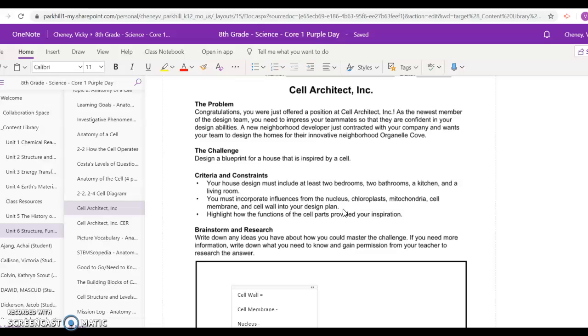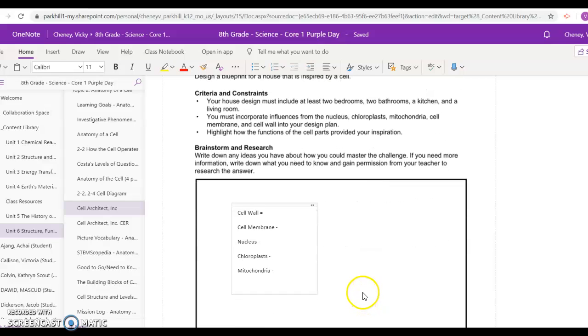Since it has chloroplast and it also has a cell wall, that means that your analogy is going to be of a plant cell. On the brainstorm section right here, notice that on this copy, I've written cell wall, cell membrane, nucleus, chloroplast, and mitochondria. Those must be included in your house drawing.